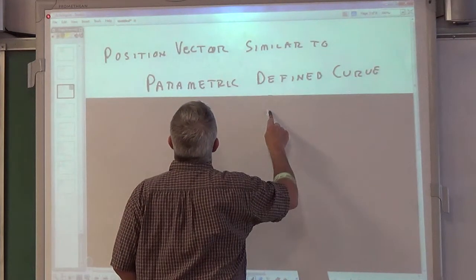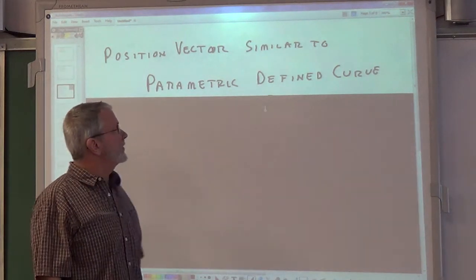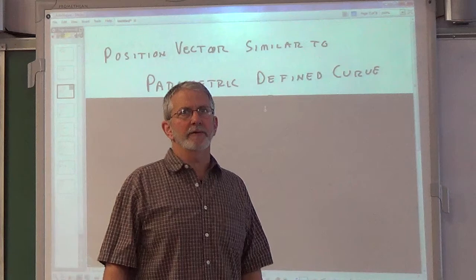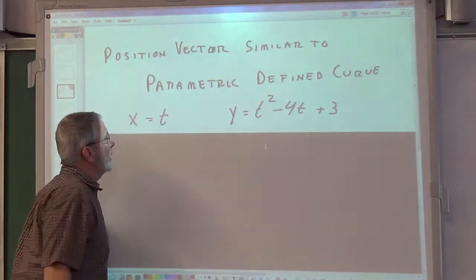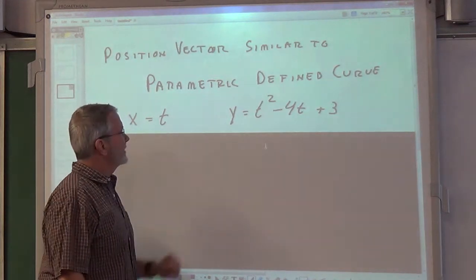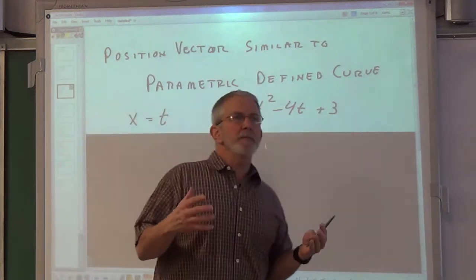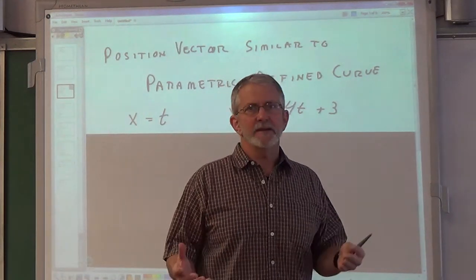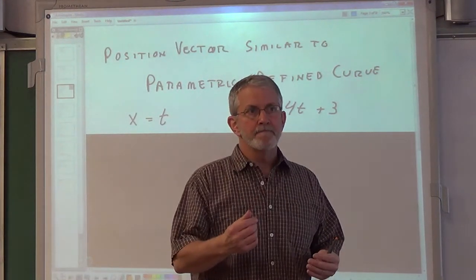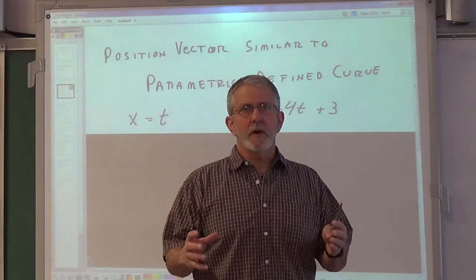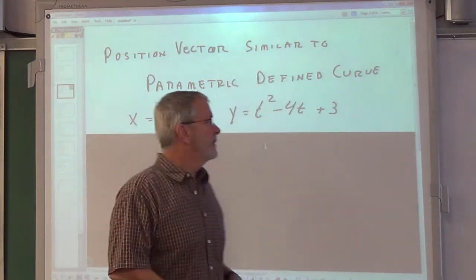Let's review for a moment parametrically defined curves, because the position vector is very similar to a parametrically defined curve. And that's exactly what I'm going to start off with as an example of a parametrically defined curve, where x is equal to t and y is equal to t squared minus 4t plus 3. And we do remember what a parametric curve is. A parametrically defined curve is a curve where the x and y coordinates are both given as functions of t, as I have here.